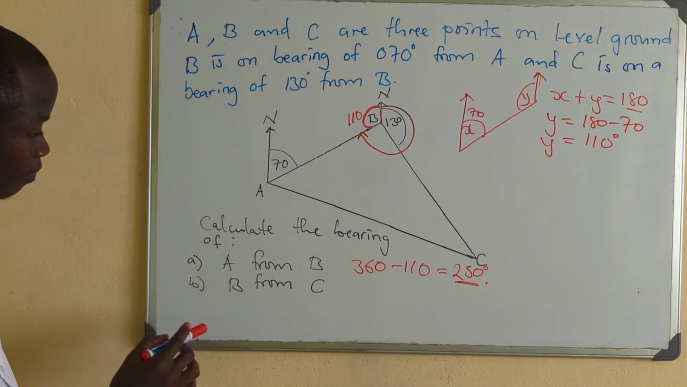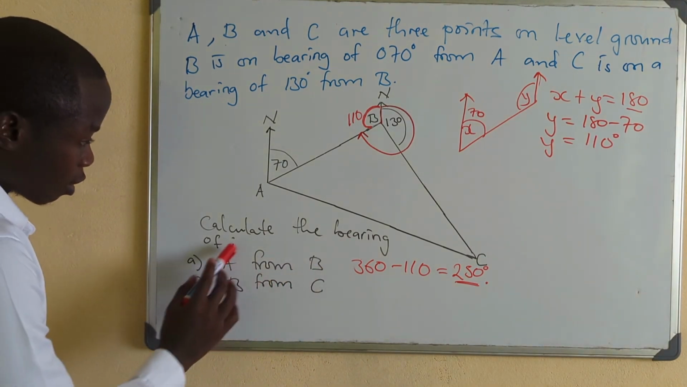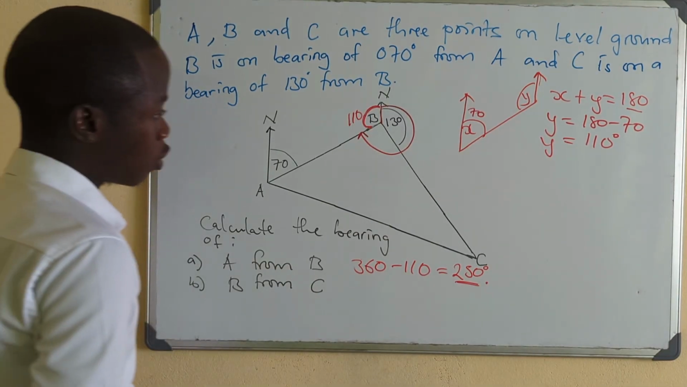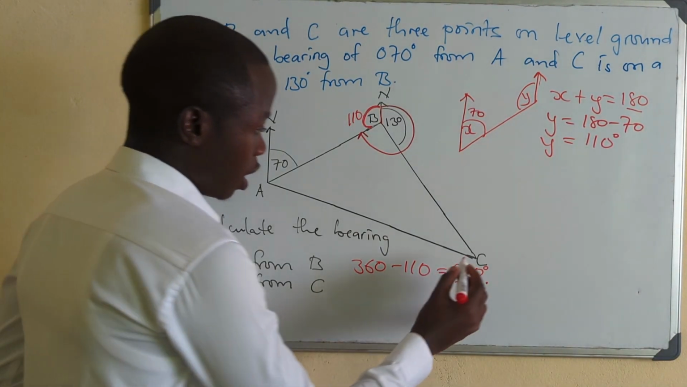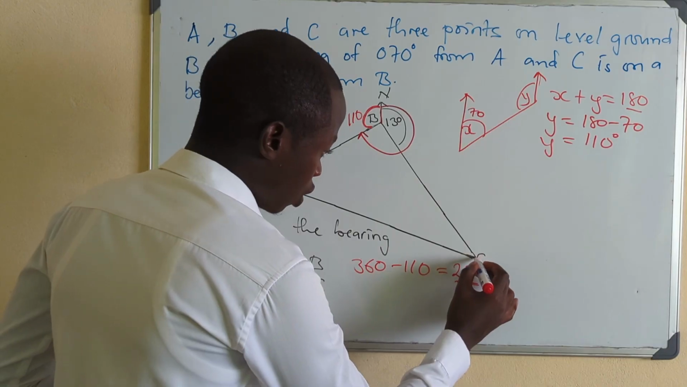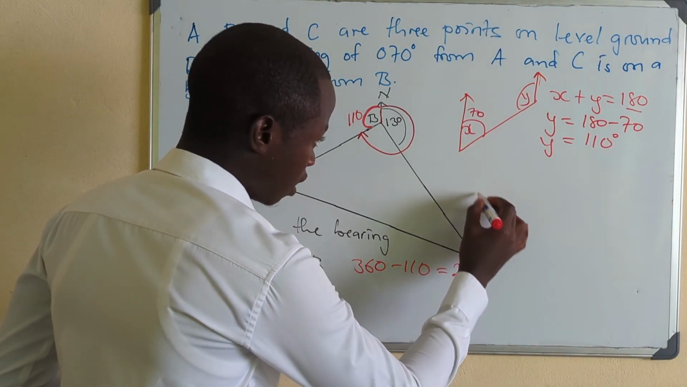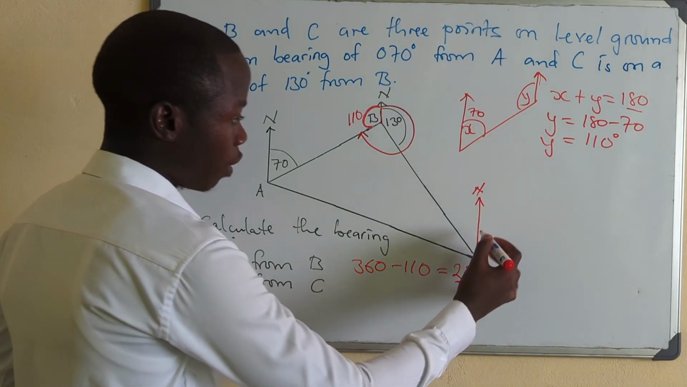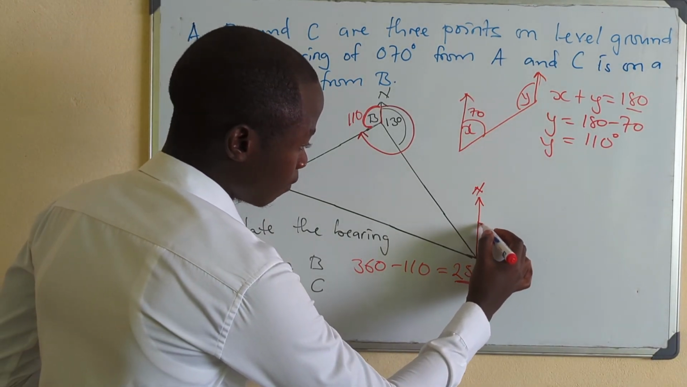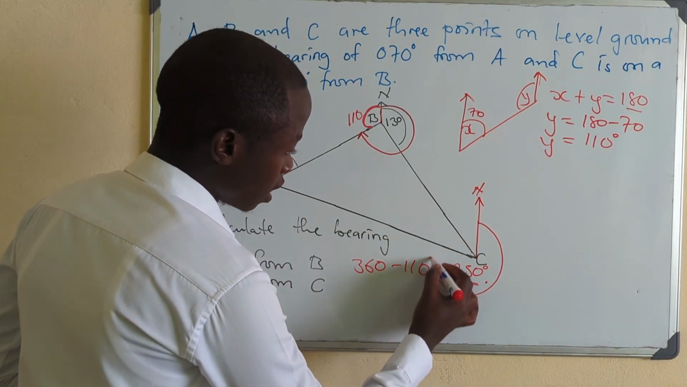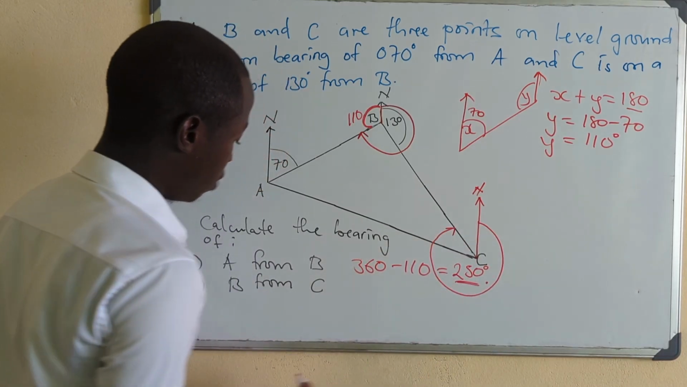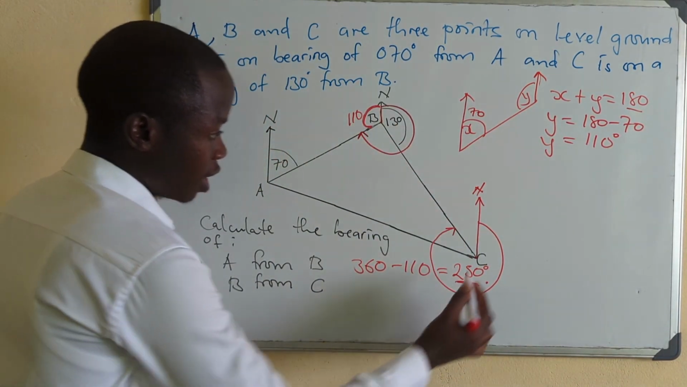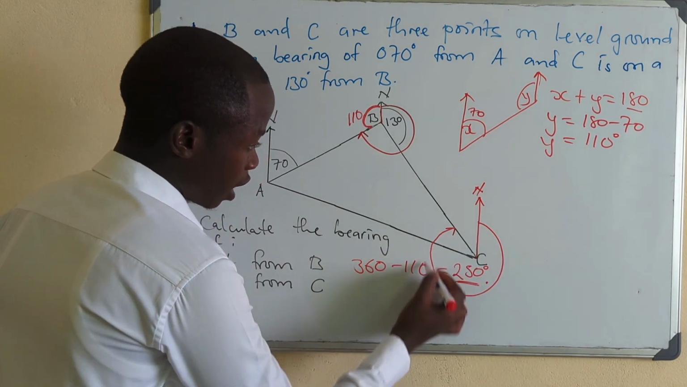For number B, calculate the bearing of B from C. So from C to B. This is our C. We draw a north line. As I said, we measure clockwise from north, until we meet the line for B. The line for B is this line here. This is the angle that we are calculating.